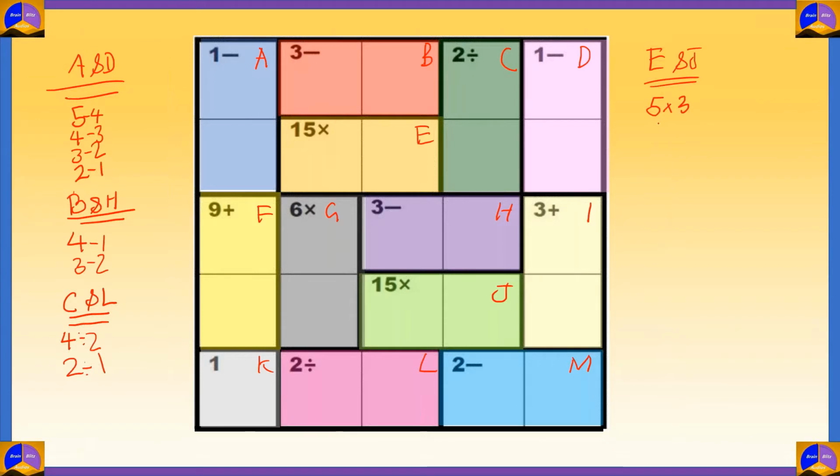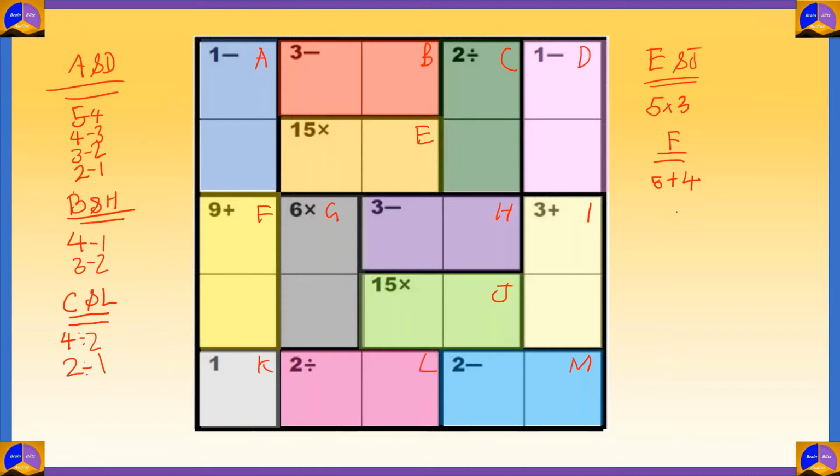Now let's look at cage F. In cage F, there are two cells and the operation is addition. So after adding, our result must be 9. The only option is 5 plus 4.